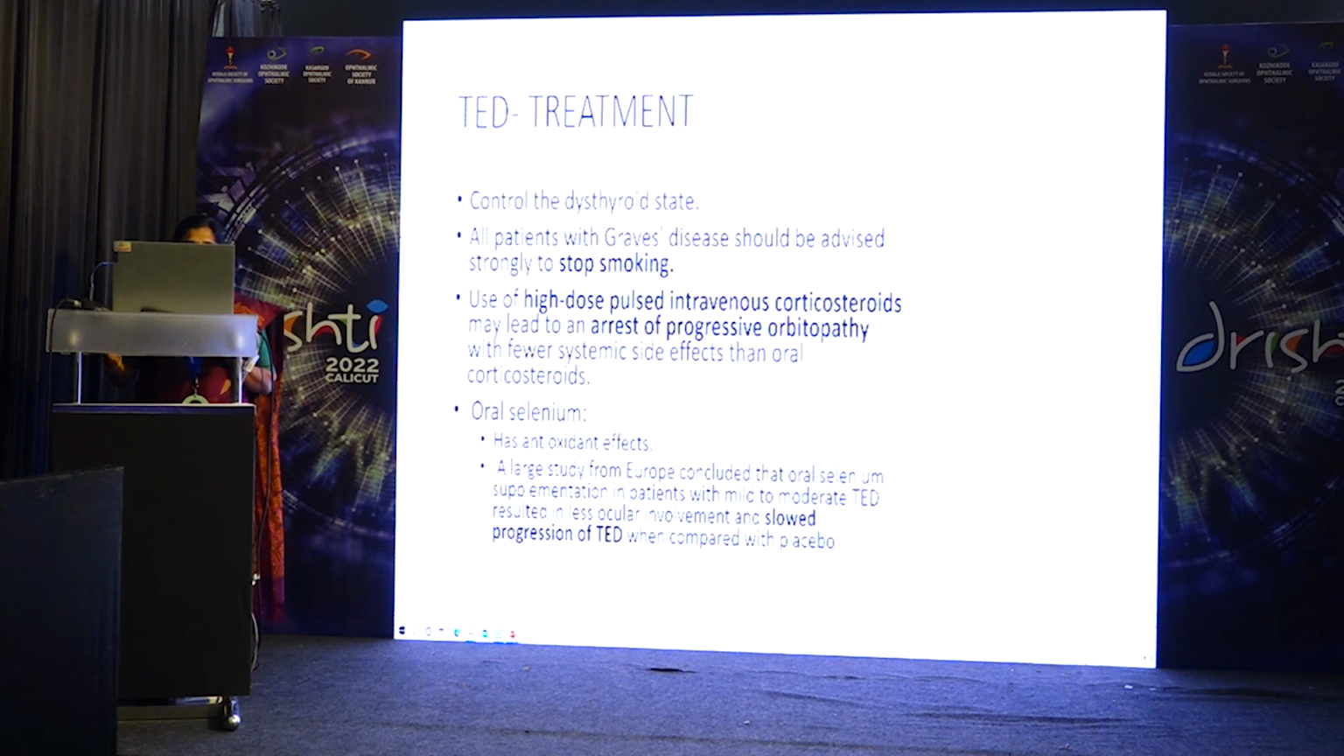Coming to treatment, always we have to control the dysthyroid state, then we have to stop smoking, as that aggravates the thyroid eye disease. High dose pulsed intravenous methylprednisolone arrests the progression of orbitopathy, and there are reports supporting the effect of selenium on slowing the progression of thyroid eye disease.